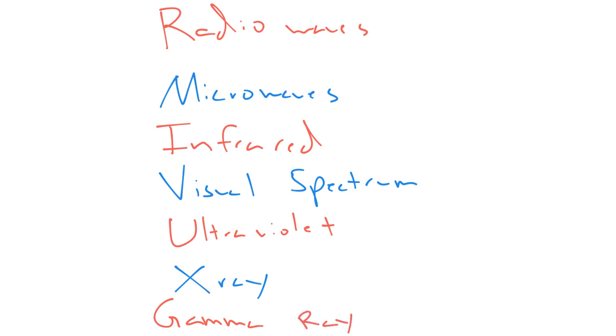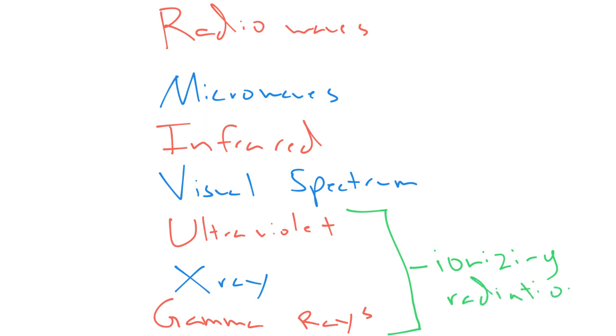So I do want you to know the order. And I also want you to know that it's these last three that are the most dangerous, because these are ionizing. This is ionizing radiation. It's all called radiation. Even visual light is called radiation. But when we talk about the radiation that's bad for us, we're generally talking about radiation in this end of the spectrum, where we are getting to shortest wavelength, highest frequency, and highest energy radiation.